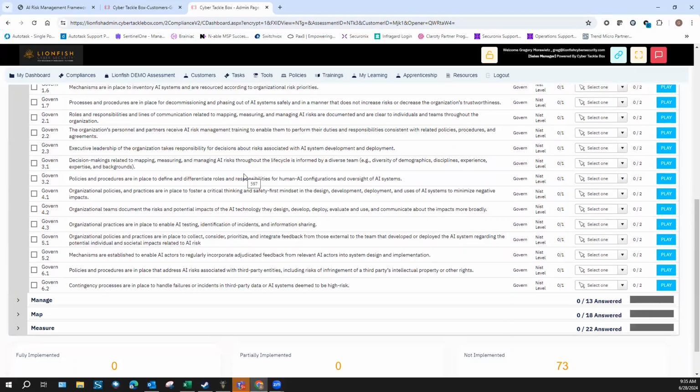Decision making related to mapping, measuring, and managing AI risk throughout this life cycle is informed by a diverse group. So you want to have people from different disciplines as part of a board of directors, or like a little change control board that you create, that goes over the mapping, measuring, and managing of the risks. So once the executive produces that, you can have a board of diverse backgrounds agree with his plan, with his risk assessment, with his risk tolerance, and for each of the things that the AI is capable of doing.